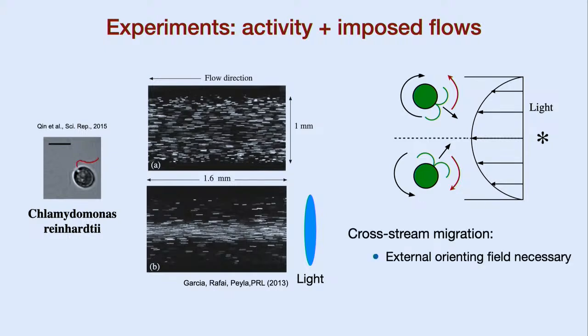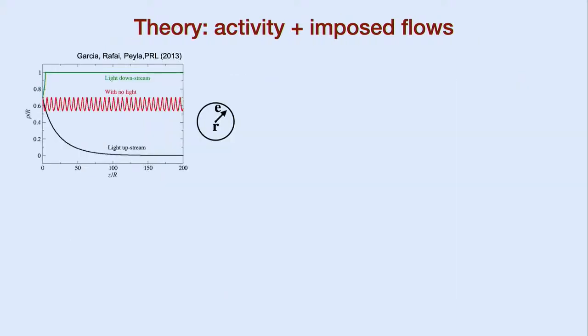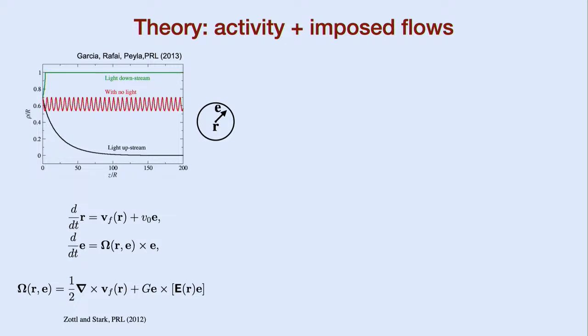So the important part here is that the cross-stream migration that you can see, the focusing, happens only when the light is present. Without the light, that doesn't happen. Okay, that was the observation. So that was theoretically understood also. This is the theory, a very simple theory.